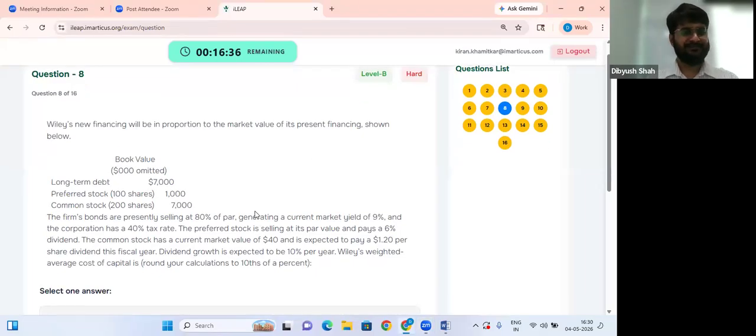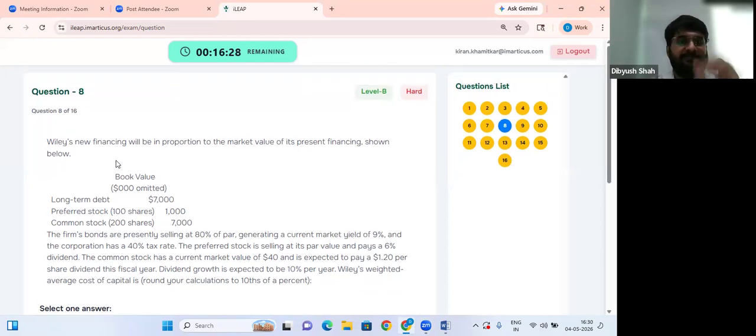We have discussed this, na? While its new financing will be in proportion to the market value of its present financing. What is present financing? Same. Long-term debt, 7,000. Preferred stock, 1,000. Common stock, 7,000. You will have to add it up and then calculate the weight. Firm's bonds are currently selling at 80% of par, generating a market yield of, this is your effective interest rate. And the corporation has a tax rate of, this is again your relevant factor. Preferred stock is selling at its par value and pays a 6% dividend.